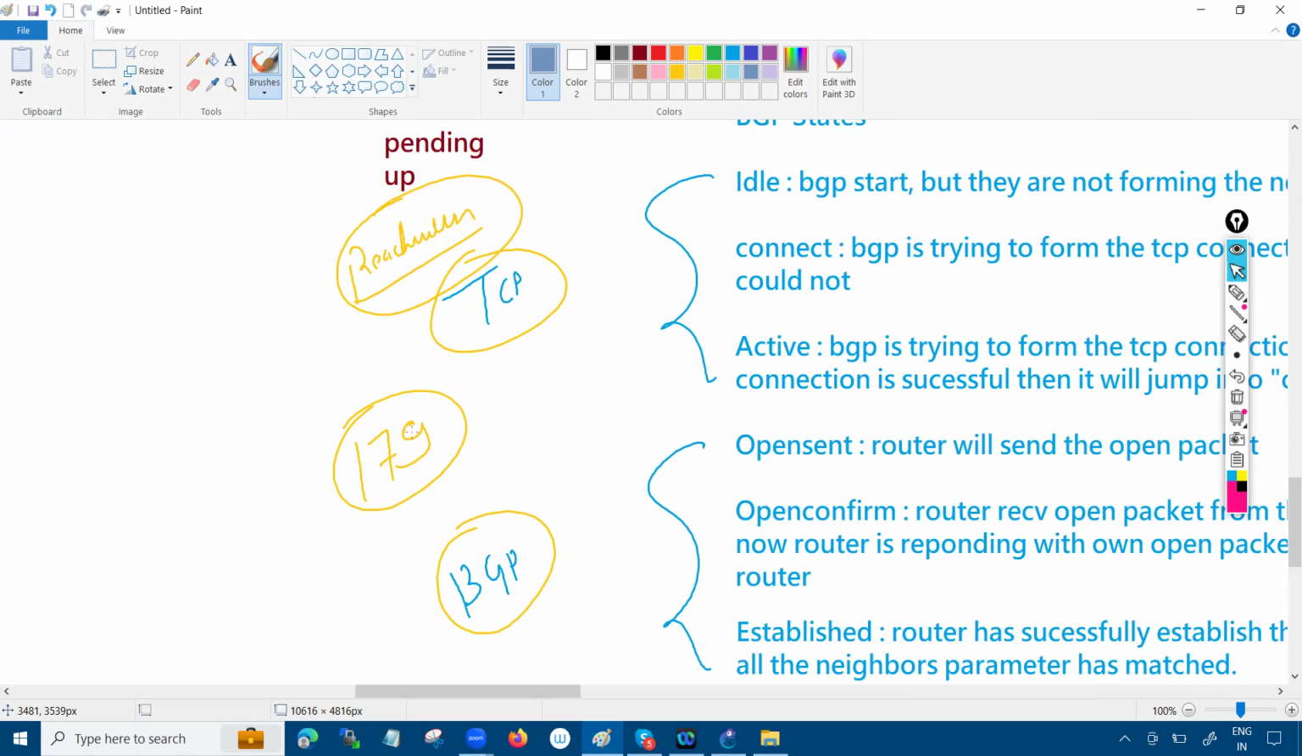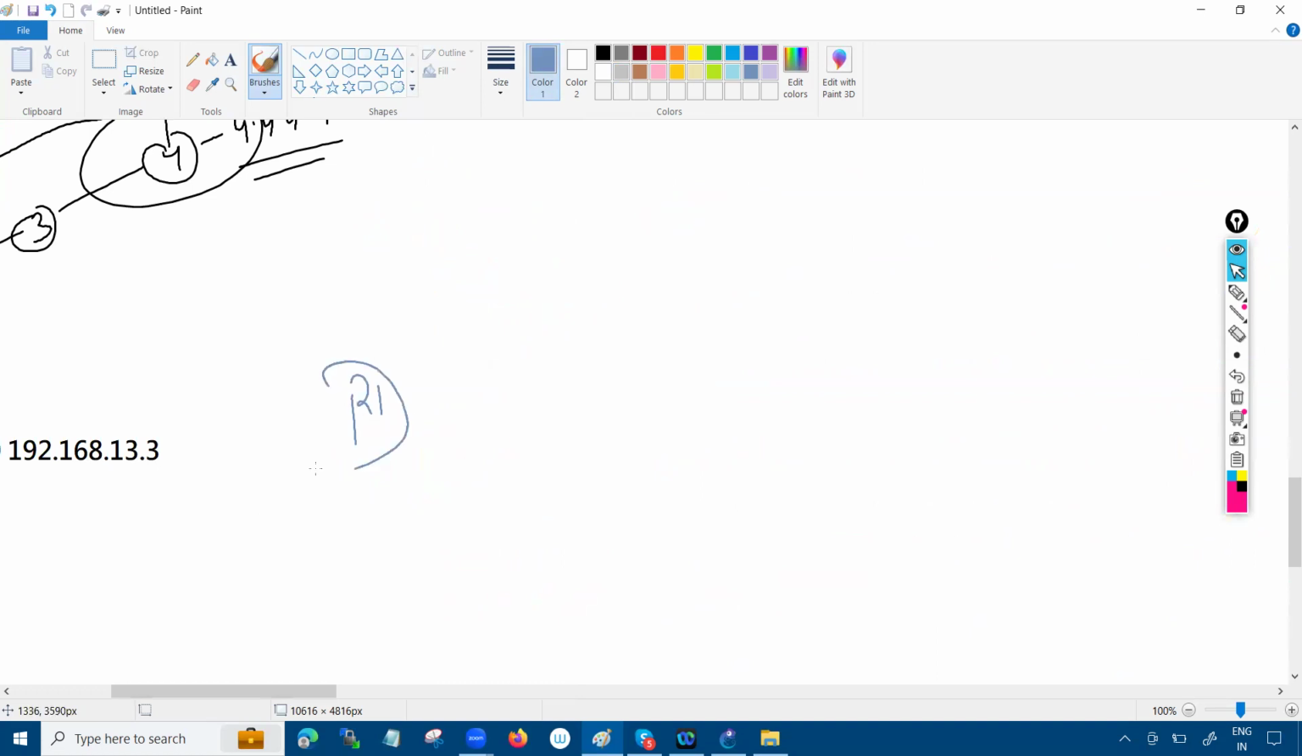Sir, I have one BGP doubt. Suppose in BGP the link is flapping, BGP link flapping. How can we troubleshoot it?